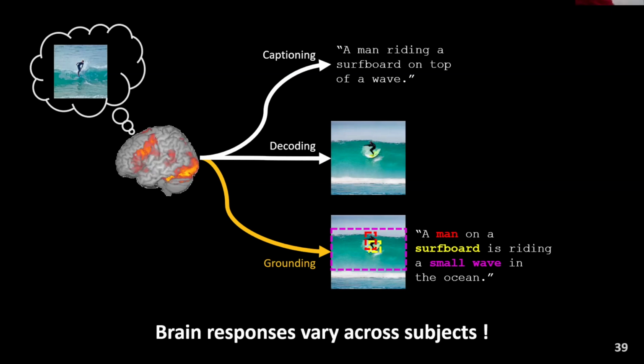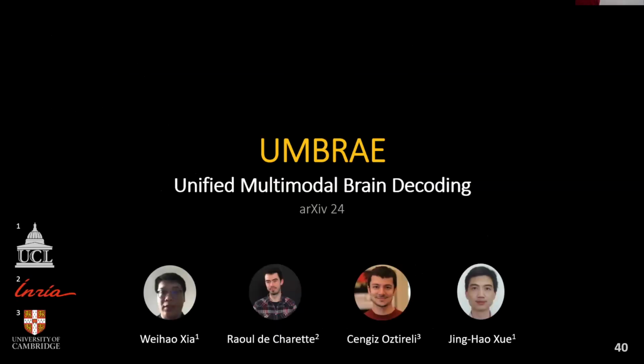One important thing to highlight when working on the brain is that the response of the brain varies across subjects. What it means is that the pattern of the neural activity happening in your brain is different depending on the person, and models are currently trained per subject. So anytime you have a new subject, you need to acquire a new large amount of data and retrain your model. This led to our work that we call UMBAE, a collaboration with UCL and the University of Cambridge. UMBAE stands for Unified Multimodal Brain Encoding.